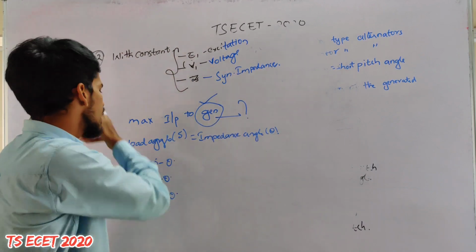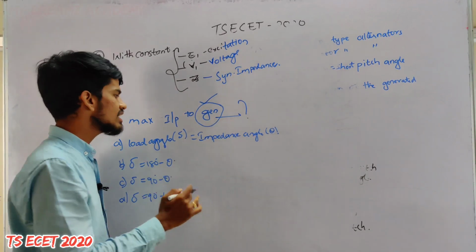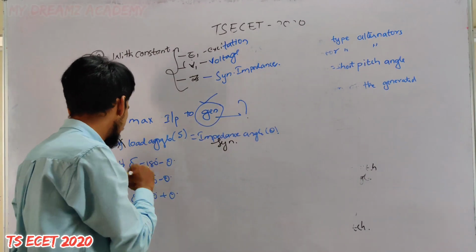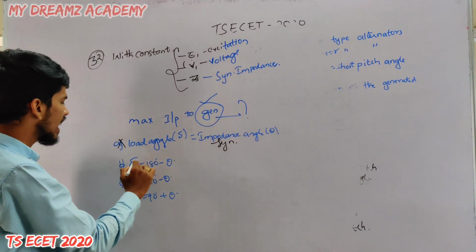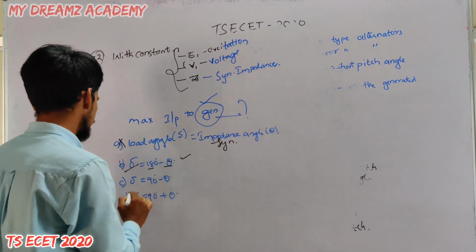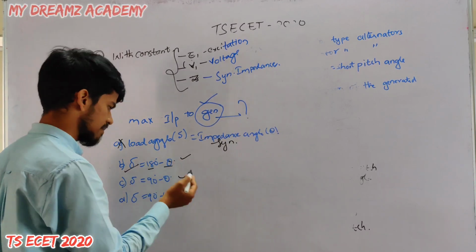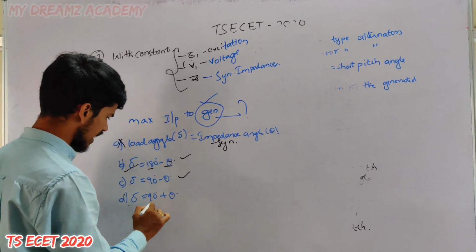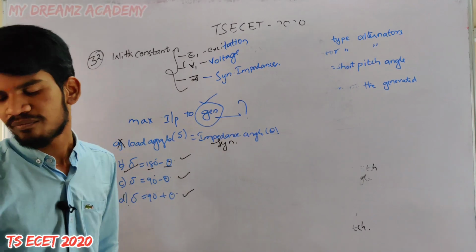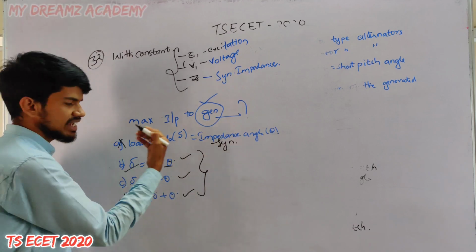If we see, load angle equal to impedance angle will occur only in the synchronous condition, so this is not our answer. Next, load angle is equal to 180 minus impedance angle, okay, we will see. And load angle is equal to 90 minus impedance angle, this may be our answer. Option D, load angle is equal to 90 plus theta, this may be our answer. These three are our options. Already option A is eliminated.